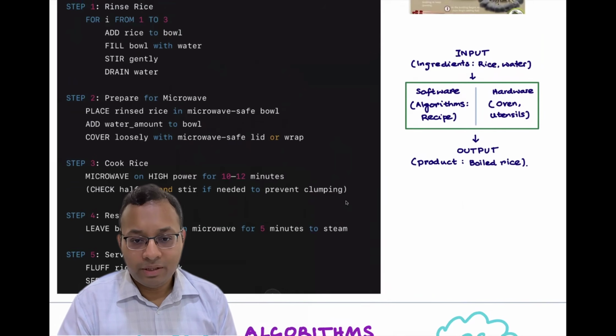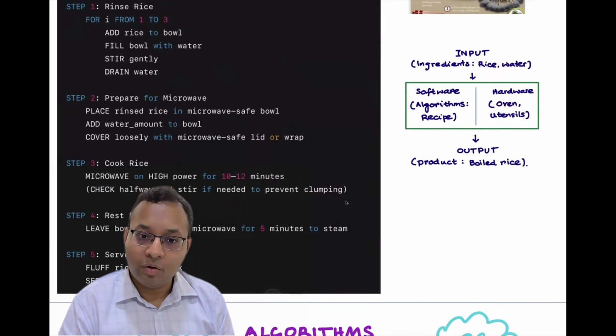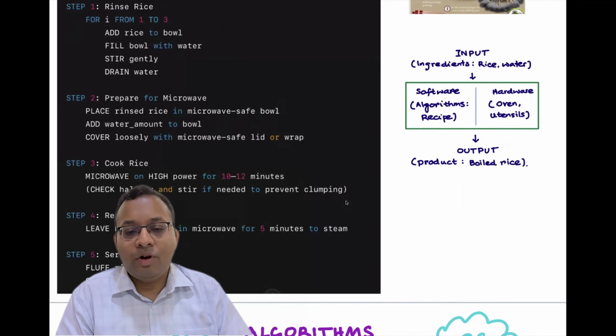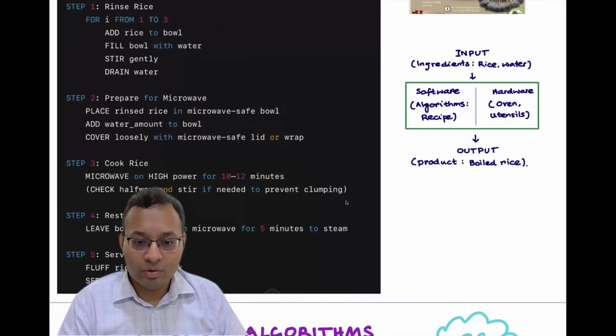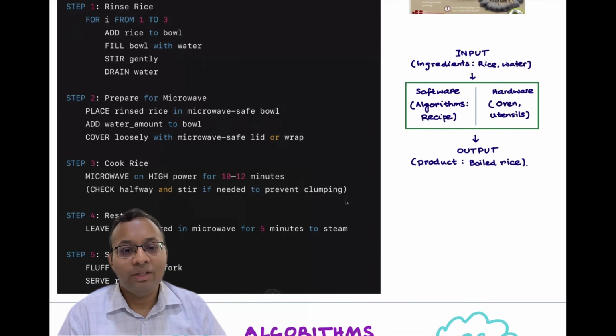So if you compare this with computer science algorithms, we'll see there is similarity. There's an input. In this case, the input is ingredients like rice and water. Then there is hardware which is required, like oven and utensils in this case. And there is software, which is the algorithm, the recipe. And by this algorithm, we get output, which is boiled rice. Now, for a cook, what makes a great cook? It's a recipe. Similarly, what makes a great computer scientist? It's the algorithms.